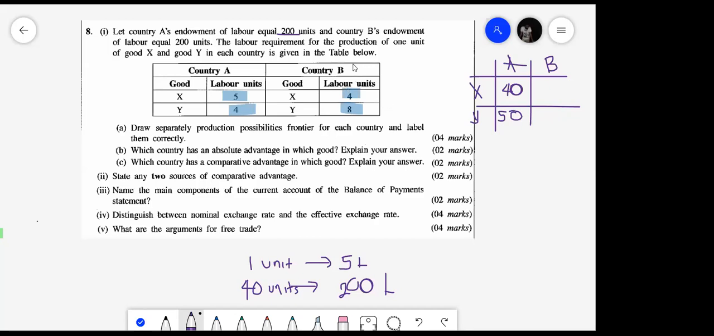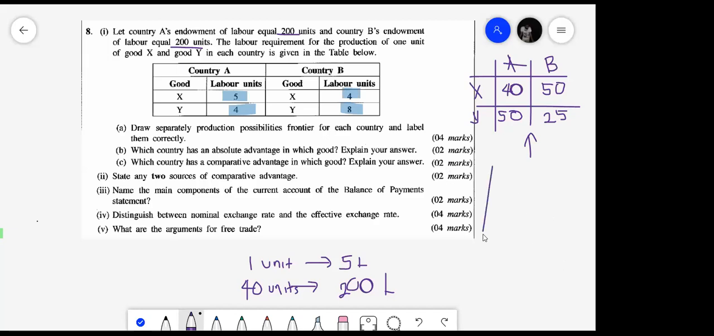Okay, you go to country B. One person can produce good X with 4 labor units. They also have 200 units now. If they use all 200, again 50. Then look at good Y. To produce one unit, you need 8 people. So 200 divided by 8, you can produce 25. Okay, now these are the numbers that you need to put on your PPC.